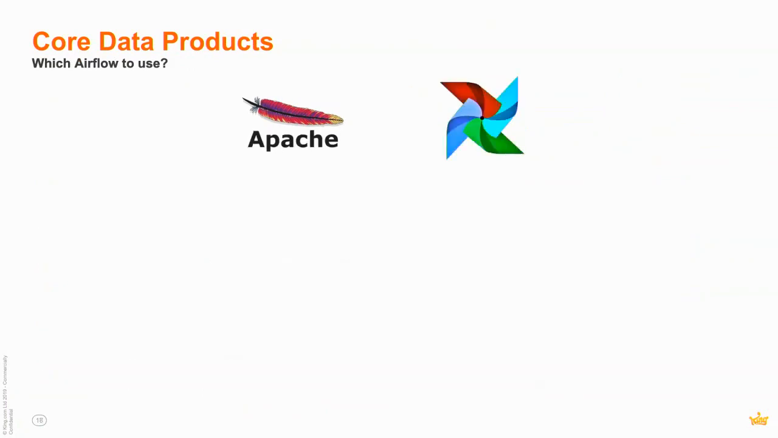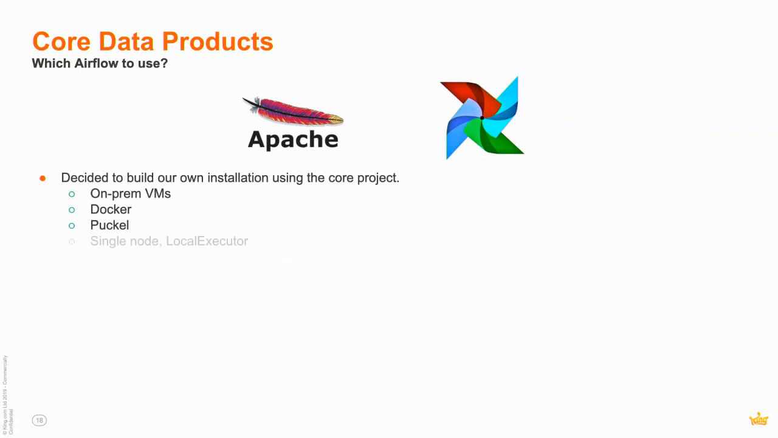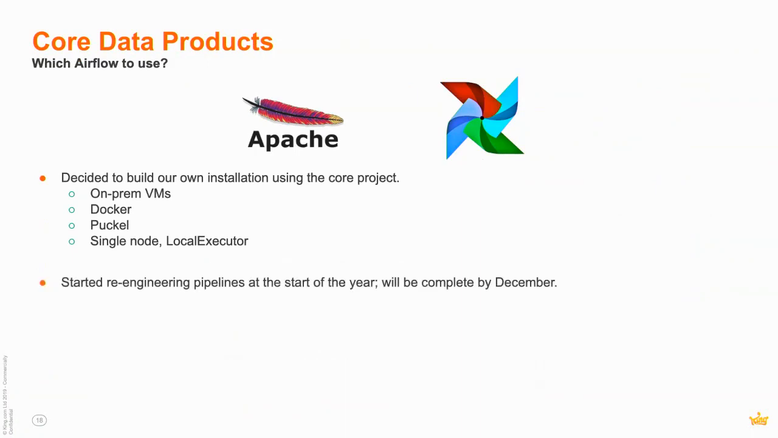So basically, what did that mean? It meant that we decided to build our own installation of Airflow off of the core project. We're just going to use on-prem VMs, put it all inside Docker, use the Puckel repositories as a way of getting a kickstart, and it's only running a single node local executor at this point in time. We started re-engineering all these pipelines around the start of the year, and will probably be complete by the end of December, hopefully sooner.